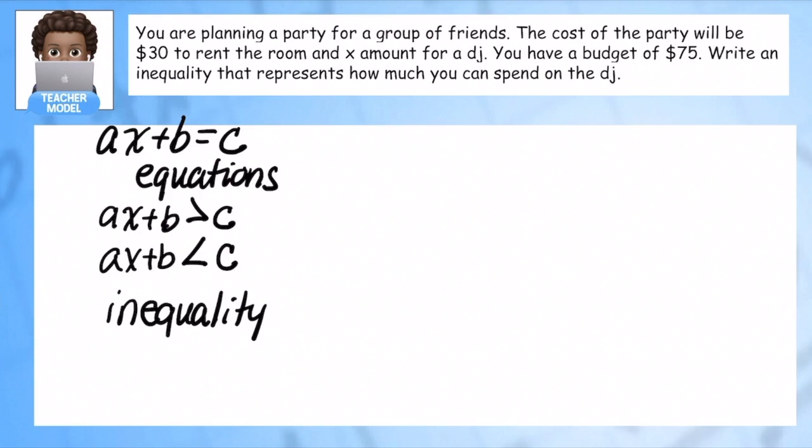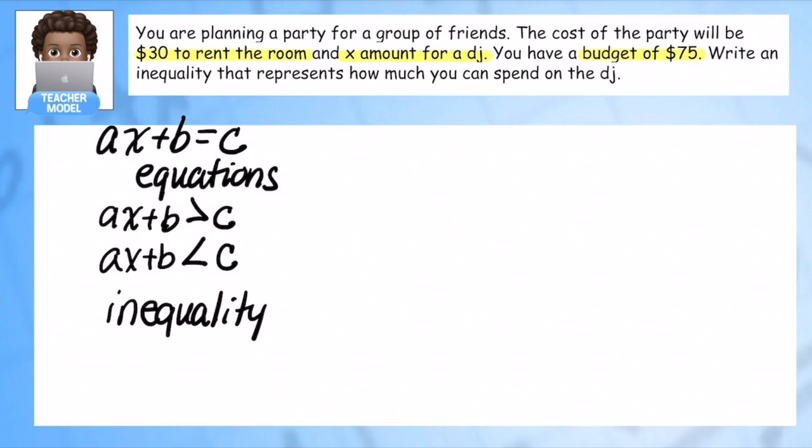So let's look at this problem together, and we're going to learn a ton more about different symbols and how to represent them. Okay, you are planning a party for a group of friends. The cost of the party will be $30 to rent the room and X amount for the DJ. So we have no idea how much the DJ is going to cost. And you have a budget of $75. Write an inequality to represent how much you can spend on the DJ.